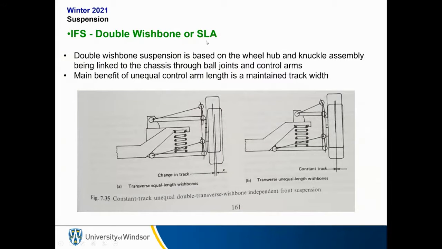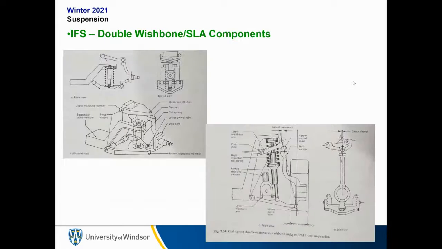Then there's the double wishbone or short long arm suspension. Double wishbone suspension is based on the wheel hub and knuckle assembly being linked to the chassis through ball joints and control arms. Essentially, you have doubled your amount of connection points in the suspension system. Instead of just having connections on the lower half, you also have connections on the upper half, an upper control arm as well. The main benefit of having an unequal control arm length is a maintained track width, which is important for performance-oriented applications. So generally, double wishbone is more geared towards performance than other applications.